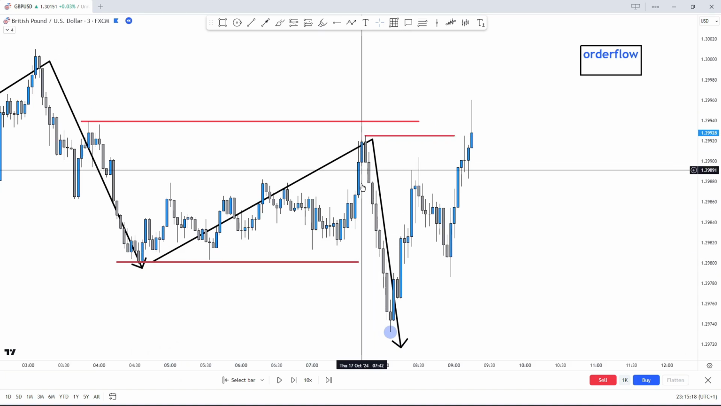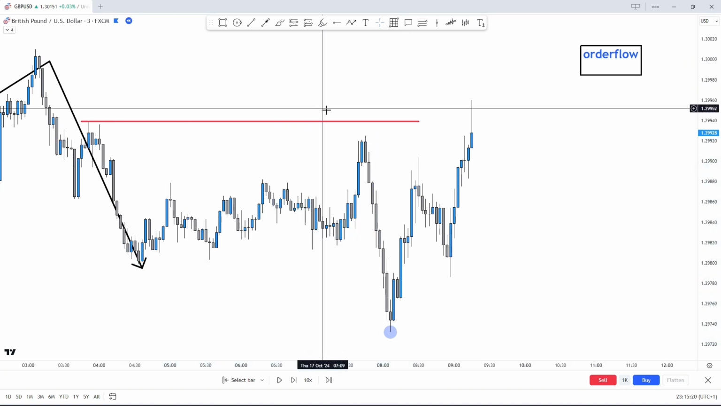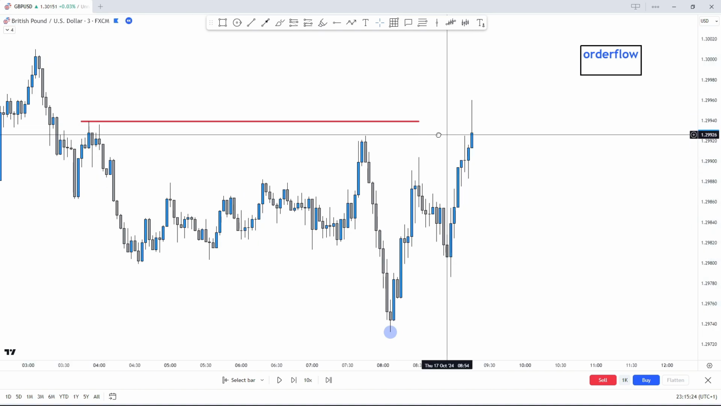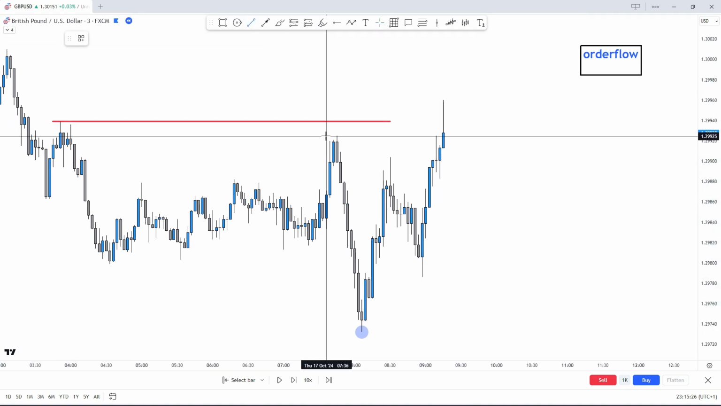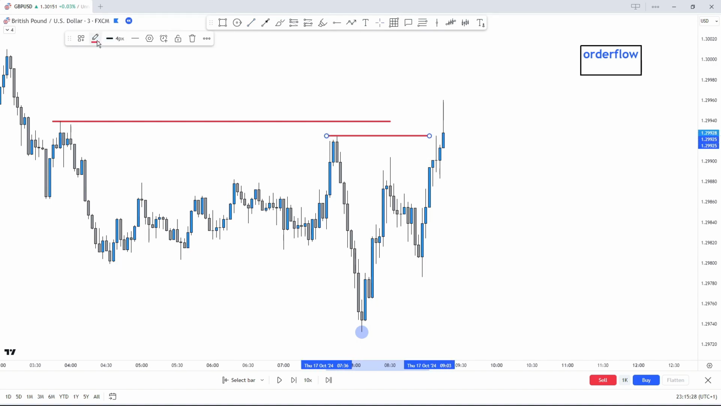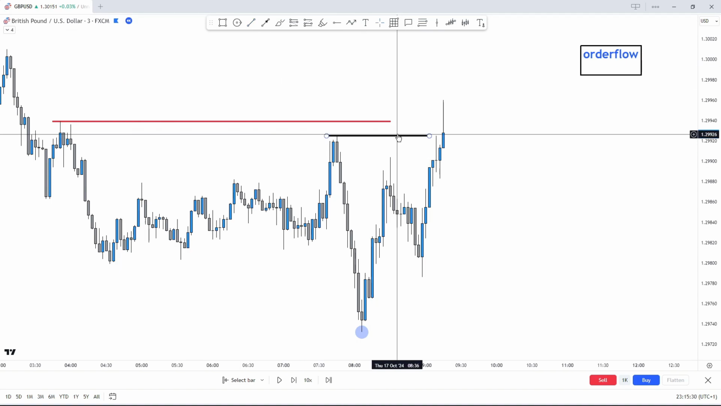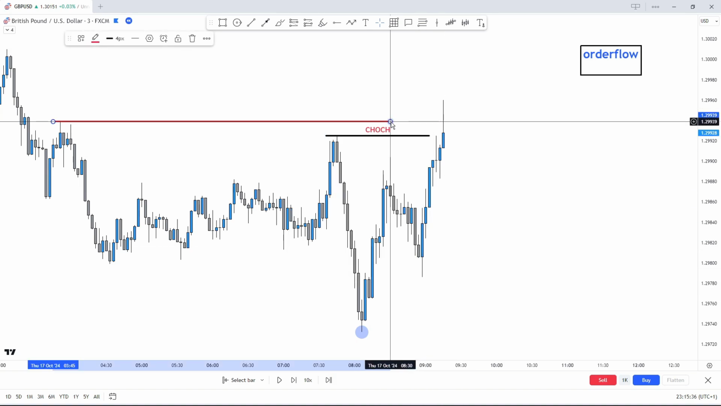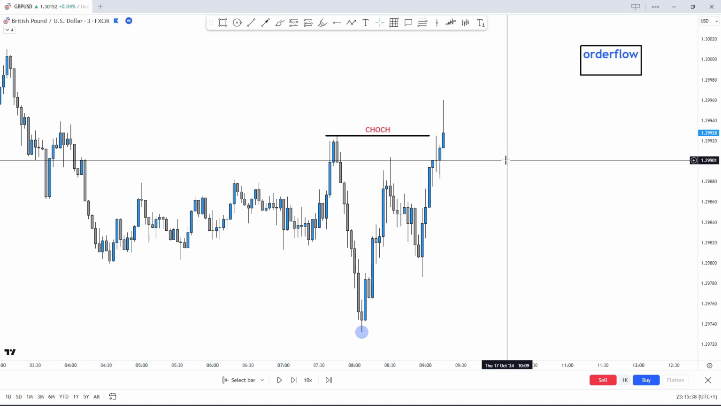So I can see this previous high over here, and what happened to this previous high? It got taken out by this move towards the upside, right? So where's my change of character? My change of character comes right over there. And what can I mark this up as? As my change of character, shift in structure, whatever you want to call it, right? So I have now got my change of character.